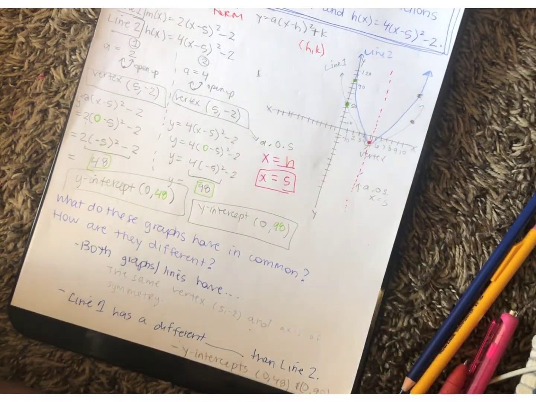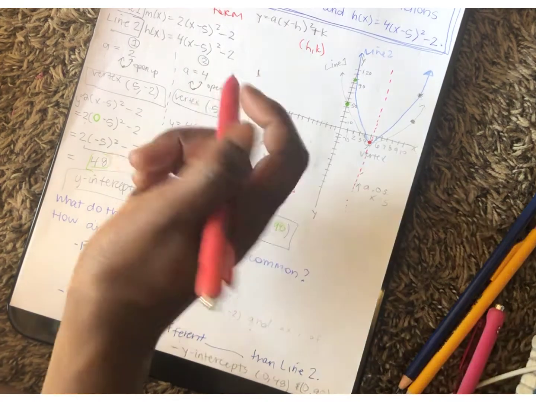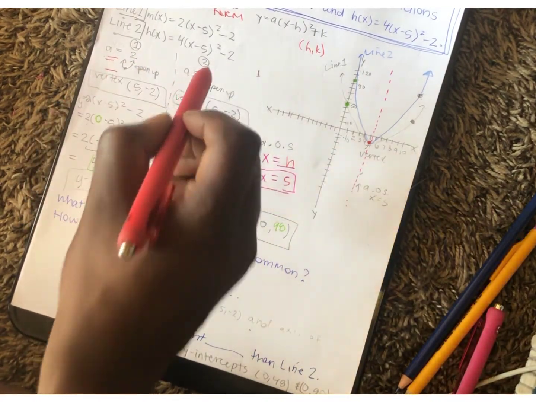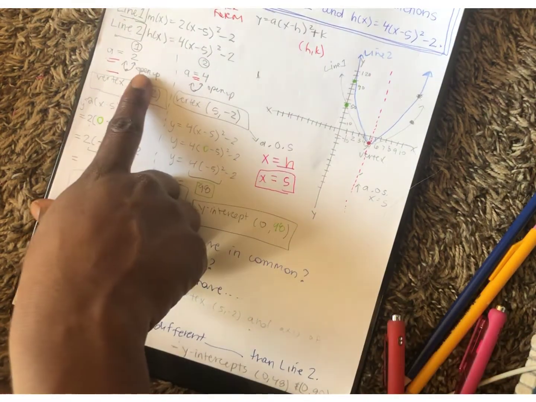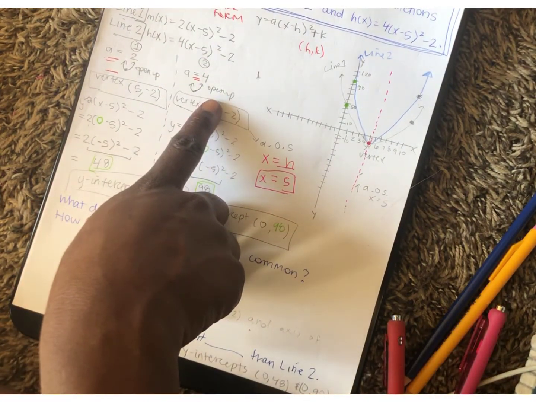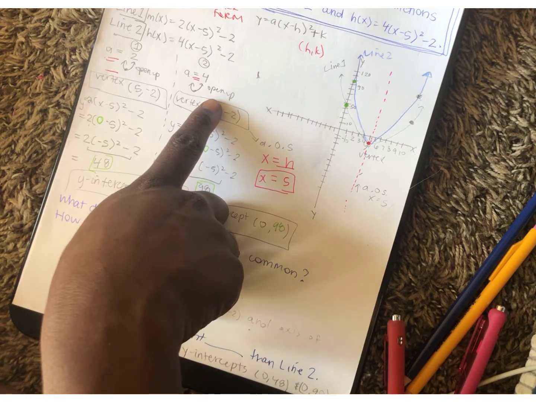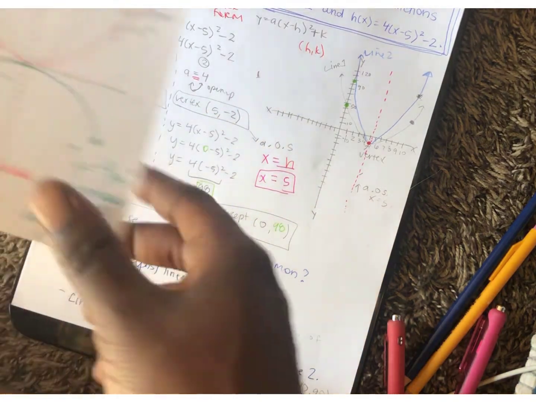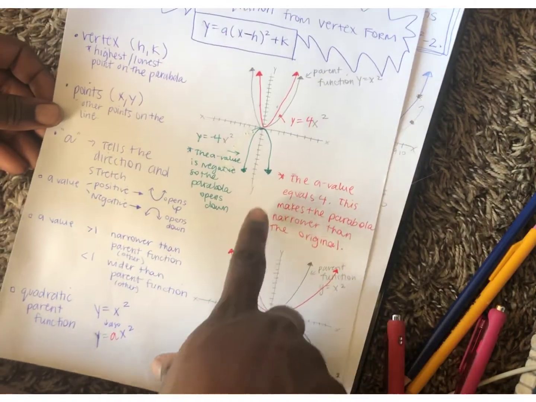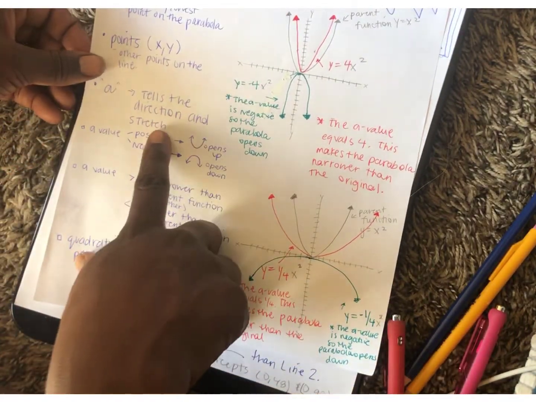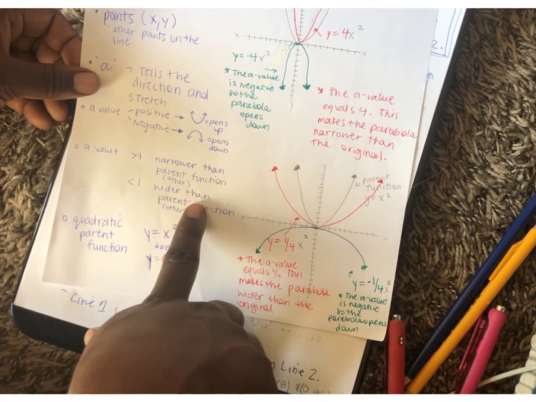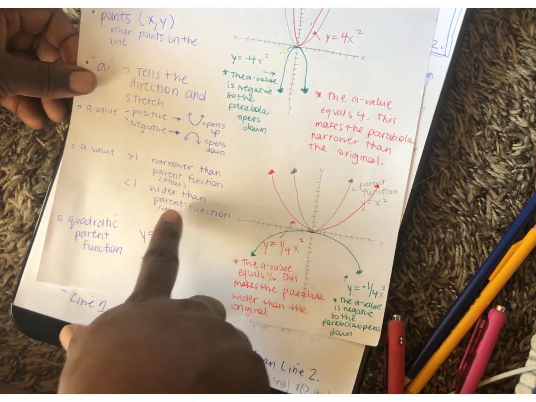There's something different also about line 1 and line 2. And I think it goes back to our a values, a equals 2 and a equals 4. Now, we did mention that they opened up, right? And we did mention that it was going to be positive. But we also talked about in our beginning notes, and I'll bring those up right here real quick, the stretch, it being narrower or wider than the parent function or another function, okay?